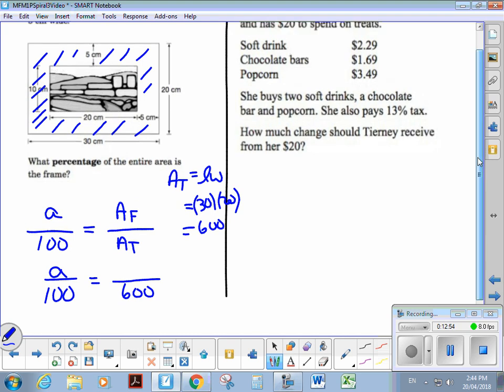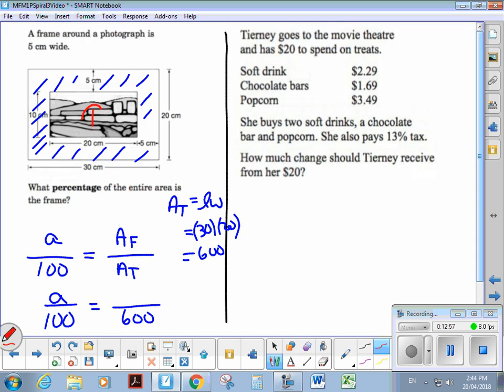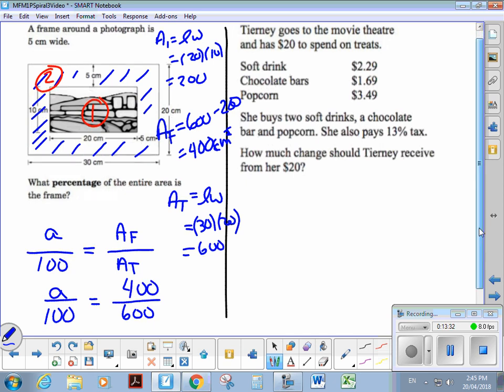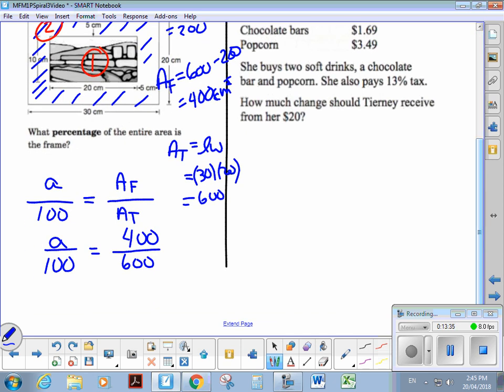So we're going to do that by doing area 1 minus area 2. So this is just like the first unit when we did composite shapes. So area 1, in this case, is, again, a rectangle, length times width, and it's 20 by 10, which is 200. So the area of the frame would be total area, 600, minus the picture, 200. So our area of the frame is actually 400 centimeters squared. So that's going to go into our numerator. So that now allows us to solve.